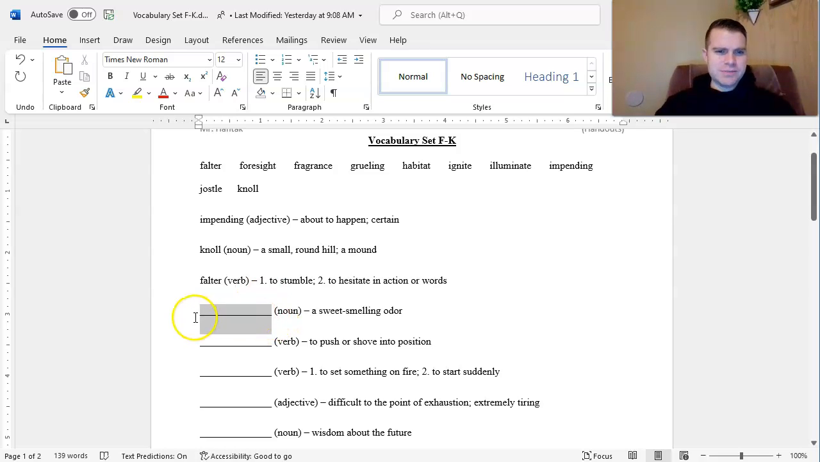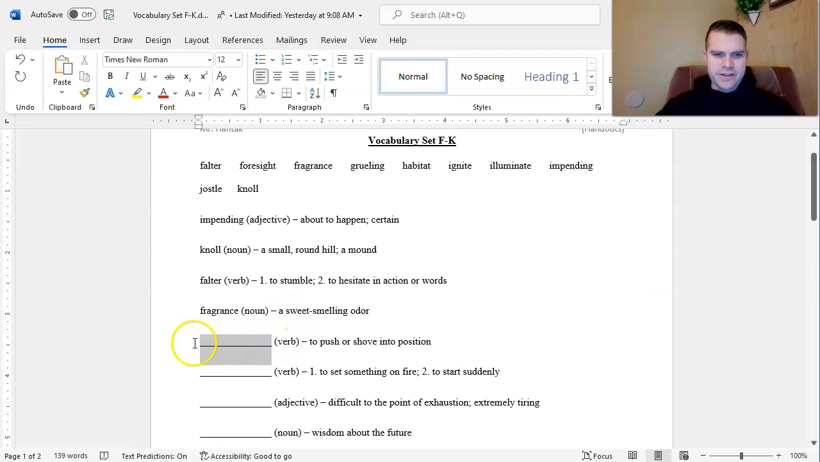I'm sure you guys know a sweet-smelling odor is a fragrance. I'm sure we know that one pretty well, but fragrance is a good $10 word for an odor or a scent. Usually we describe fragrance as being something that smells sweet, that smells good.